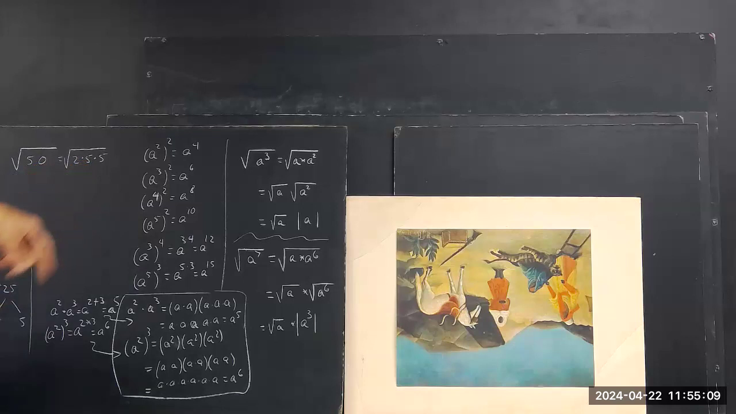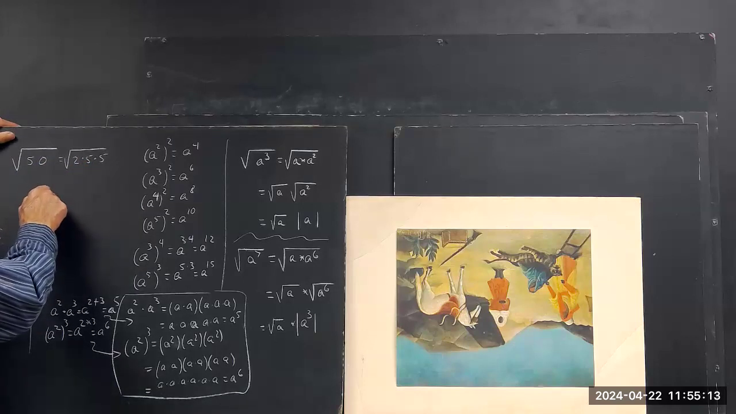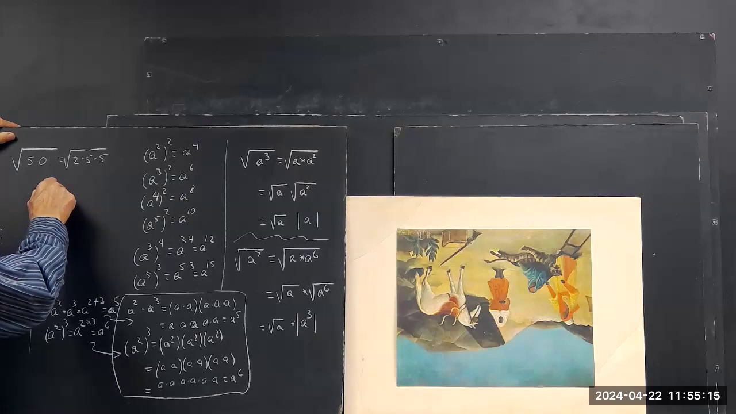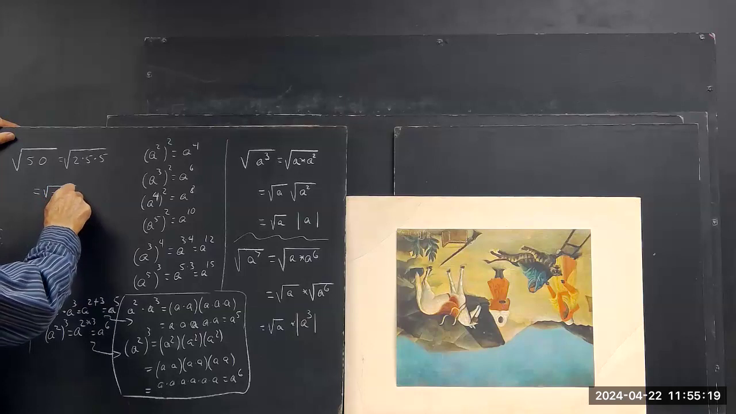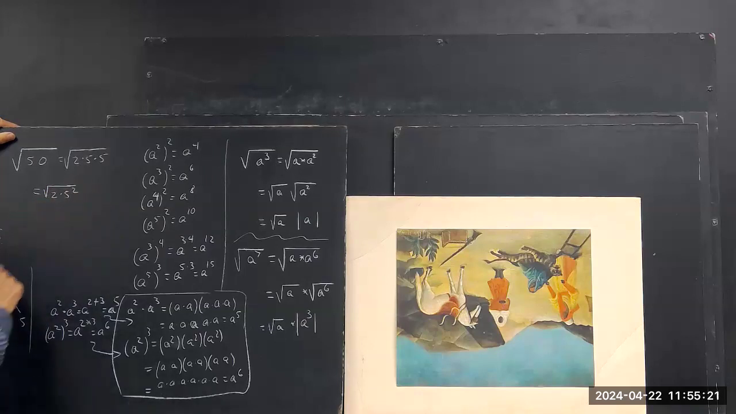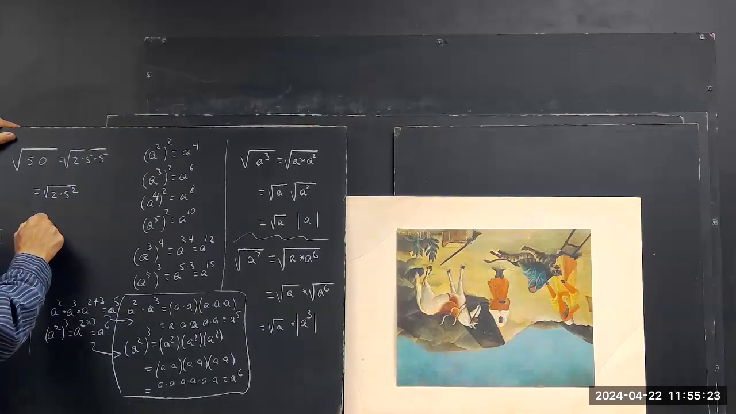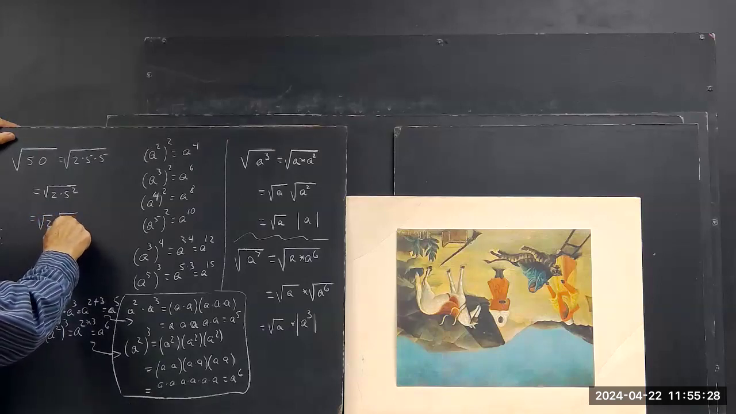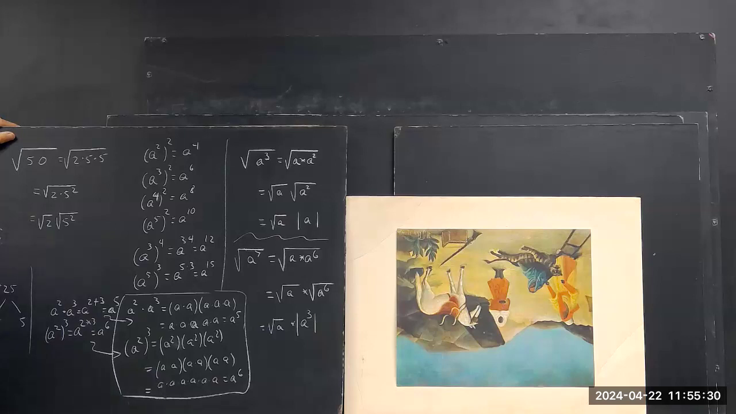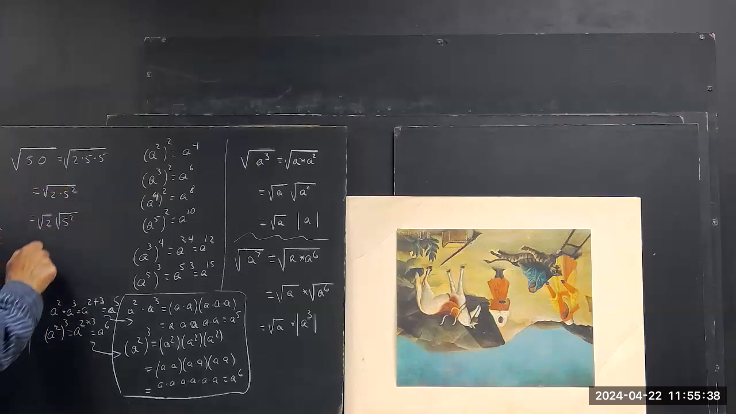So we have the square root of 2 times 5 times 5. Of course, we could write that as the square root of 2 times 5 squared. Divide that, or not divide it, but separate out the factor, square root of 2 times the square root of 5 squared.